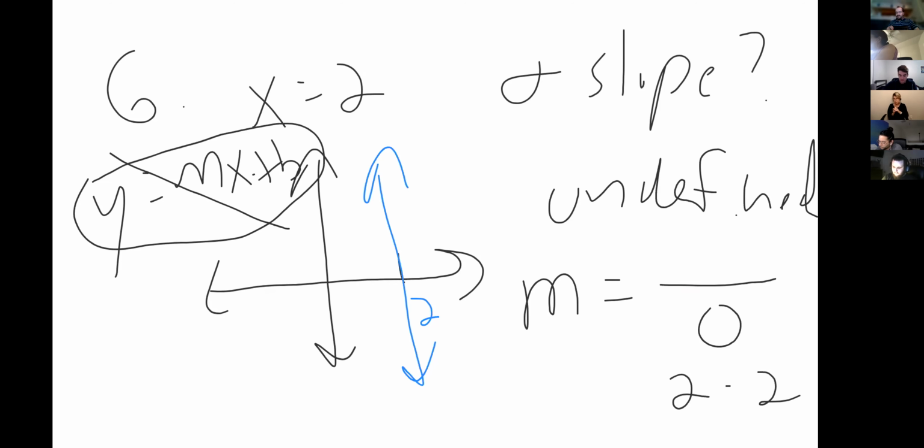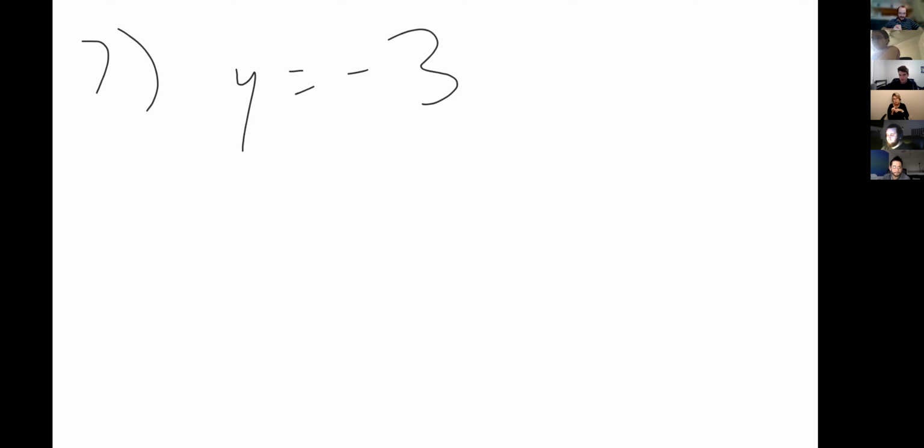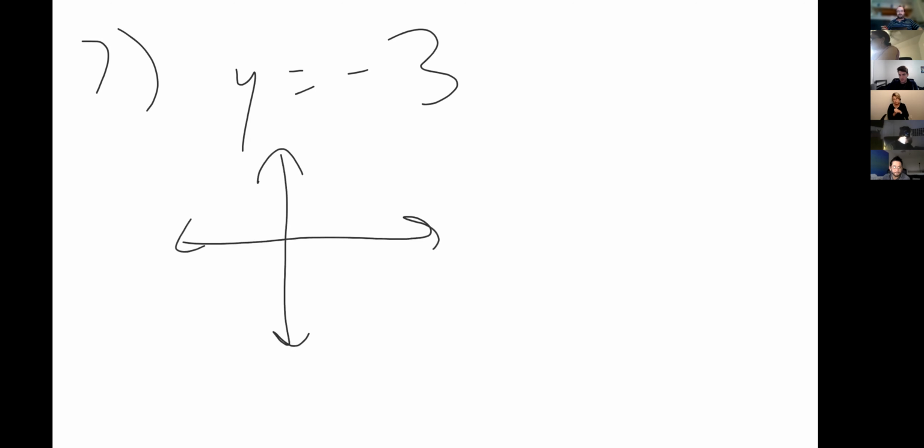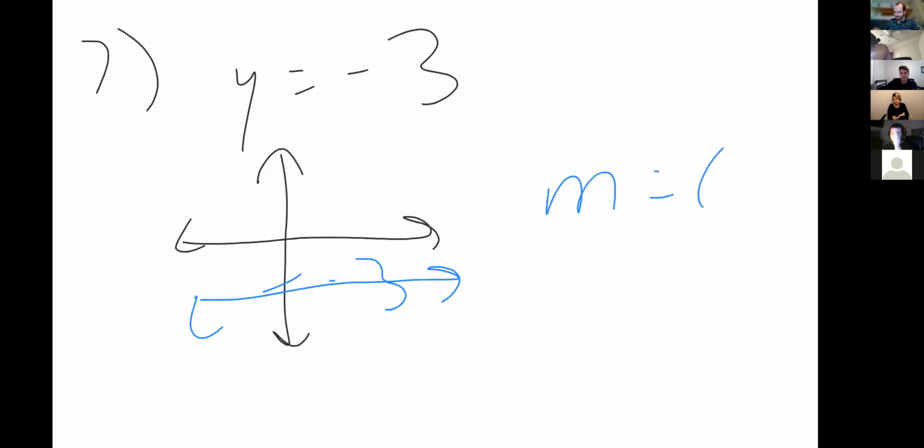Next one was 7. Any questions about this one? Number 7 says y equals -3. We did the previous one, so this one might fill itself out in your brain after doing that. It's a horizontal line. The slope equals 0.